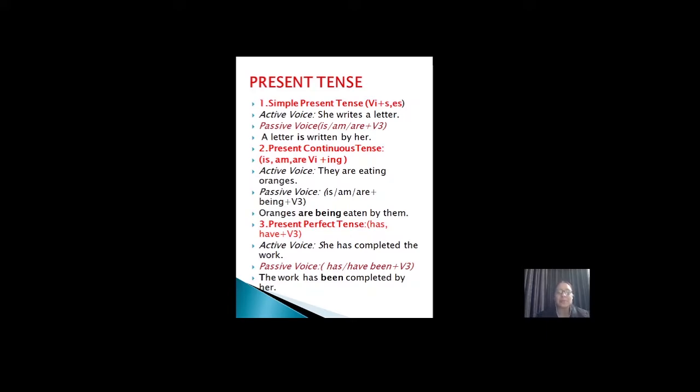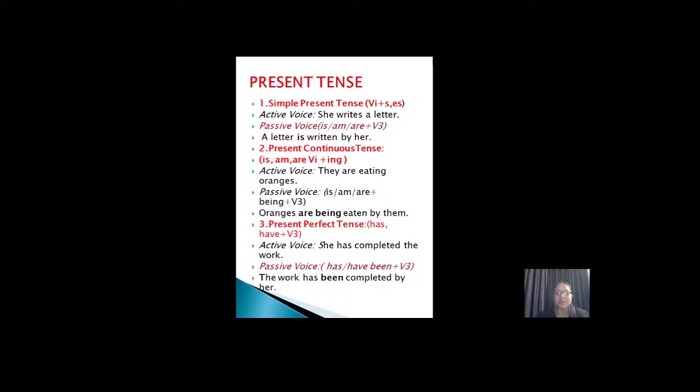As per the rule of simple present tense, we use V1 plus s/es. So active voice: She writes a letter. While changing it into passive voice, we use is/am/are plus V3. So dear students, remember, in all the passive voice, we use the third form of the verb. So the helping verb used is is/am/are. Here is the example: A letter is written by her. Understood?